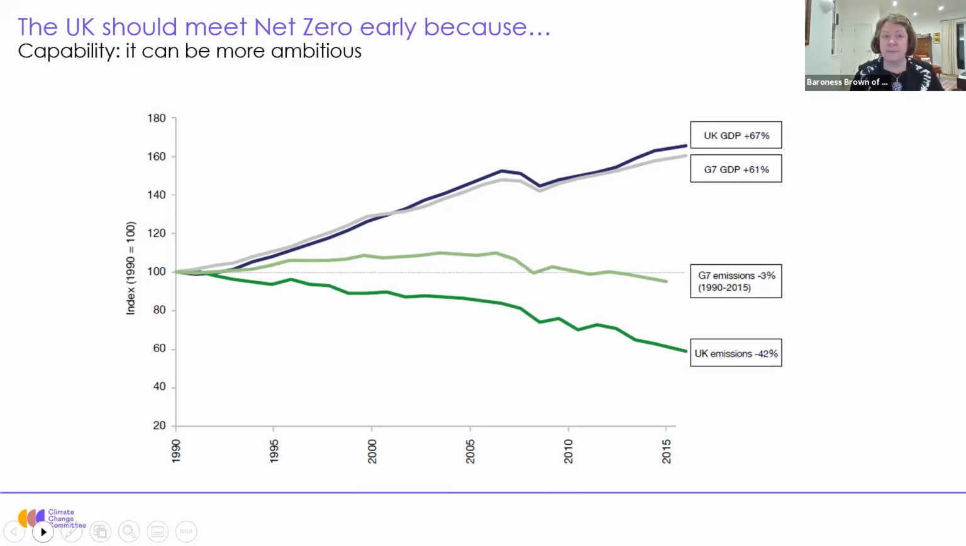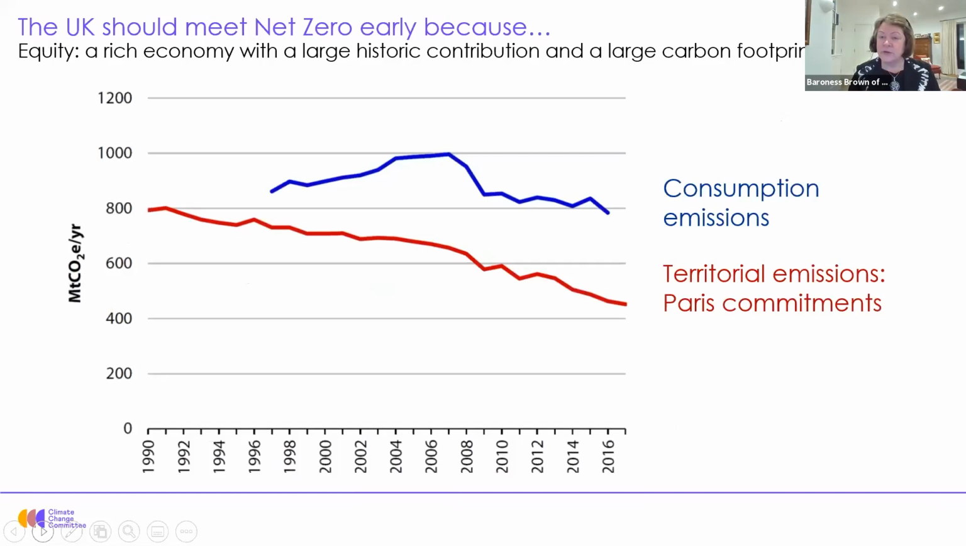However, we're also a very rich economy that grew rich on the Industrial Revolution and indeed on creating those early emissions that have been causing climate change. So we have a large historic obligation, if you like, to go faster than some of the developing countries. And we have a large carbon footprint. Because we import a lot, our consumption emissions are significantly larger than our territorial emissions.